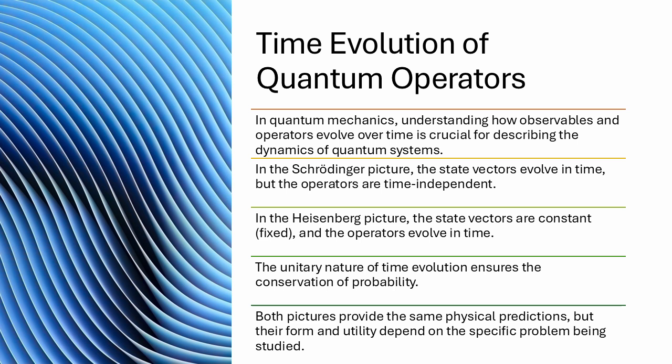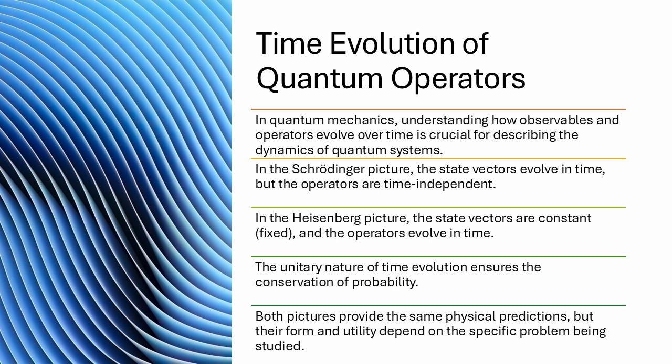Yes, and it ensures that the total probability of all possible outcomes always adds up to 100%. Even though individual quantum particles behave in unpredictable ways, the overall system evolves in a way that preserves probability. This means that even though we can't say for certain where a particular electron will be at any given moment, we can calculate the probability of finding it in different locations.